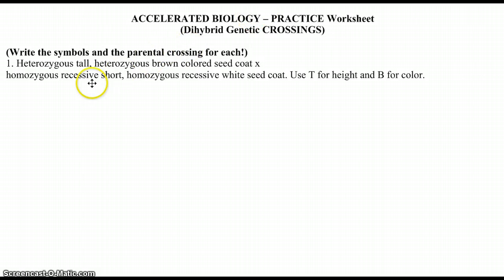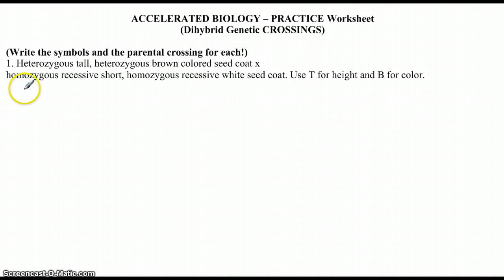So let's go ahead and start with the symbols. You should have the worksheet that says dihybrid genetic crossings. I'm going to do the same thing and read through my problems. Heterozygous tall, heterozygous brown seed coat, crossed with homozygous recessive short, homozygous recessive white. And the two traits are height and color.